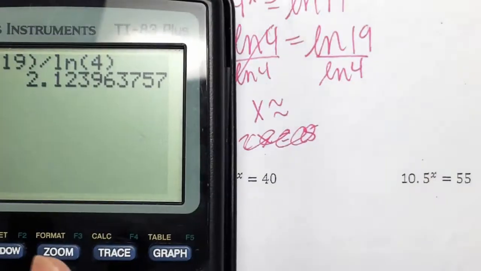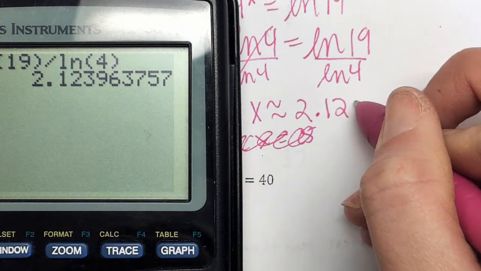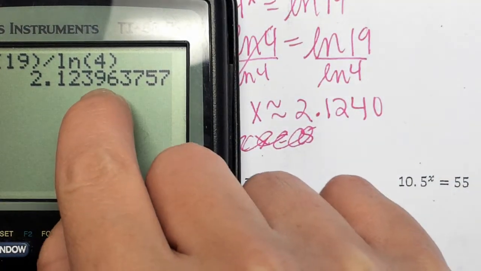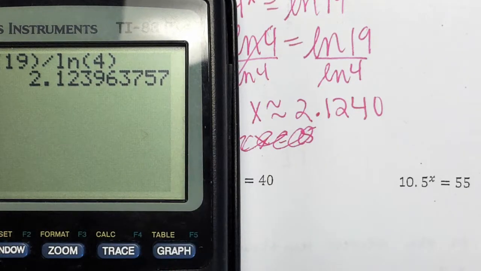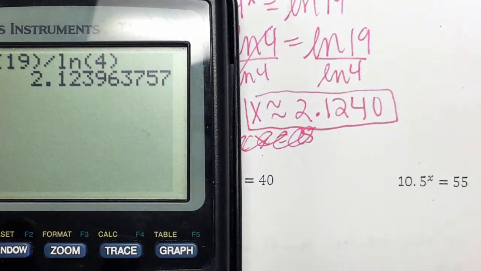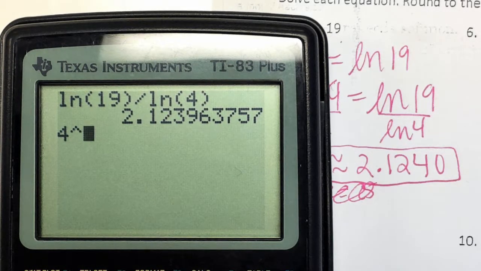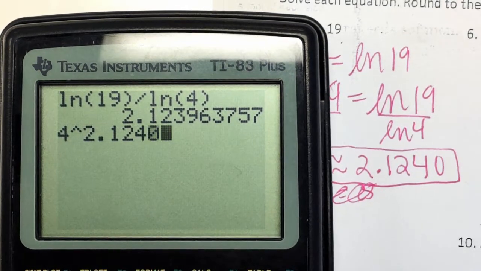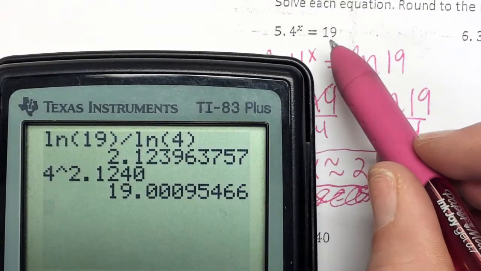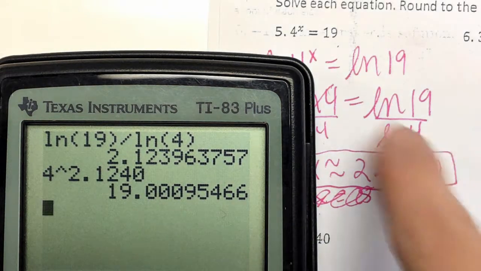Alright, let's round to the nearest fourth place. So tell me how to do that. It'd be 2.1240. Very good. Because this 9 right here is going to round up because of the 6, which is going to round the 3 up. Everybody good? Alright, now I'm going to show you how to check it. You just type in the original problem. So you just do 4 raised to 2.1240. Hit enter, and what is it? 19. Very good. And it's going to be a little off because we rounded to the nearest 4 places. But as long as it's close to this answer, you are good.